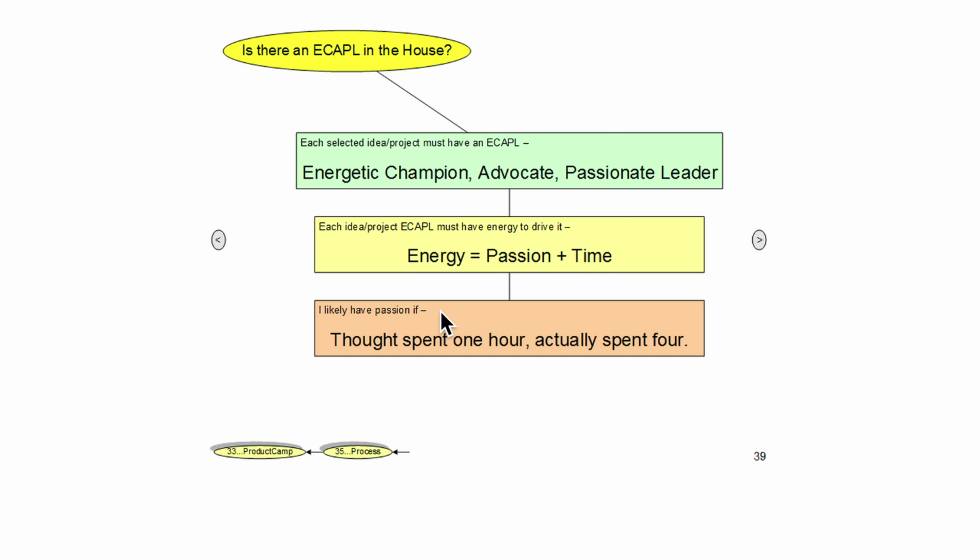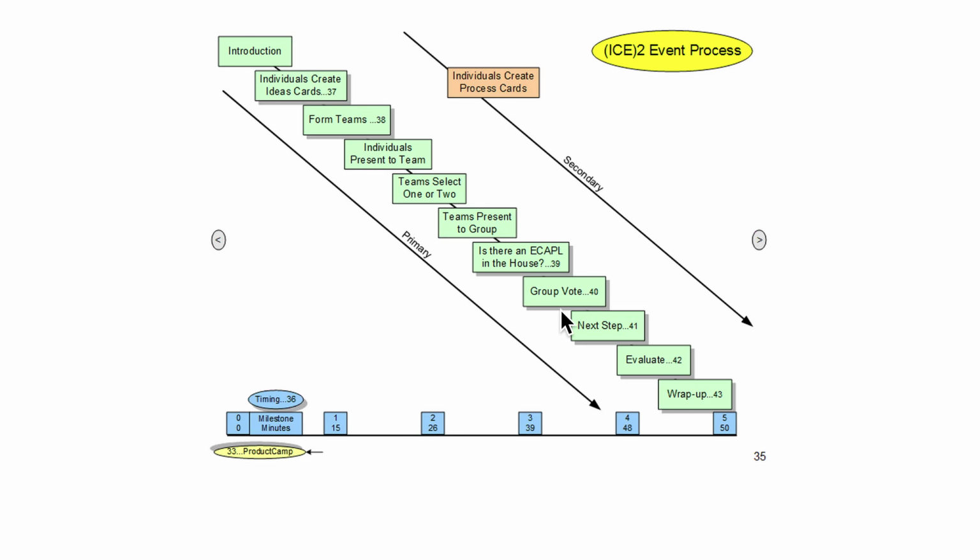Now, you might wonder, how do I know if I have passion? This is what I like to use. I have passion about something if I thought I had spent 1 hour doing it, and it turns out I had actually spent 4. That's when you know you have passion for what you're working on. So that's the concept of this ECAPL, or energetic, champion, advocate, passionate leader.